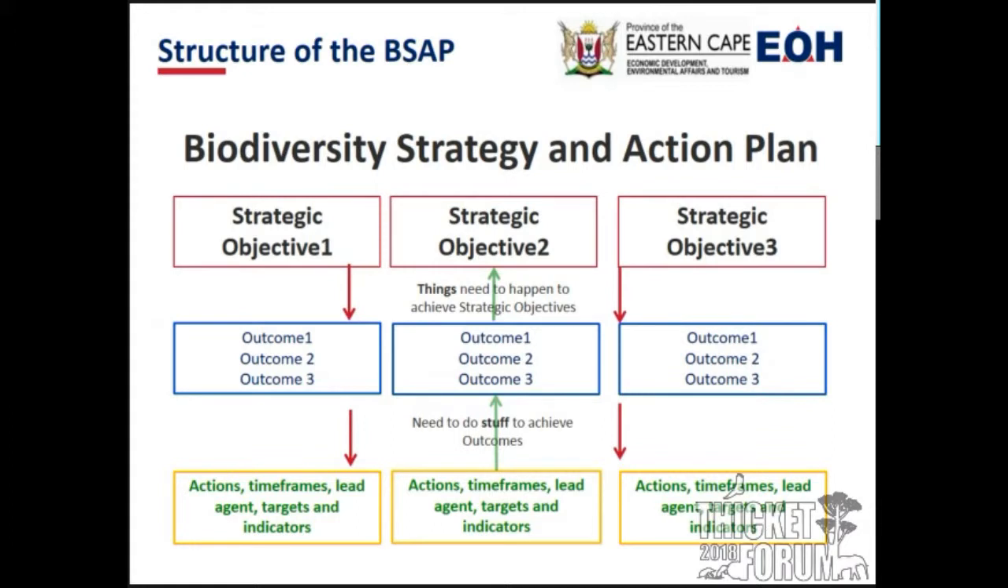So the structure of a strategy and action plan, and it's typically called a BSAP, is that there are strategic objectives that are developed, and in order to achieve these objectives, certain outcomes need to happen. So things need to happen in order to achieve our strategies. What we then do is develop some actions, timeframes, lead agents, targets, because stuff needs to happen in order for outcomes to be achieved, and outcomes need to happen for strategic objectives to be achieved. So this is the general structure of a BSAP.